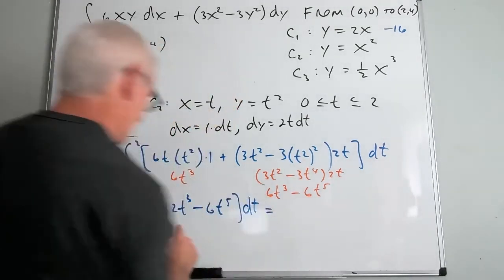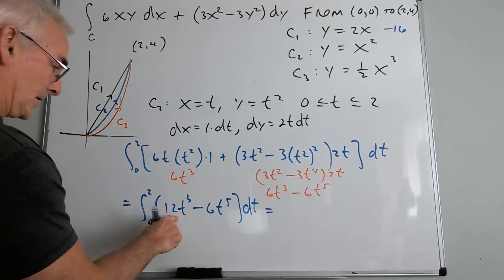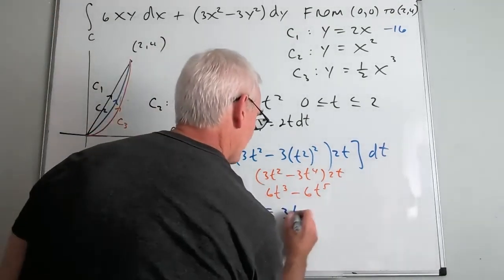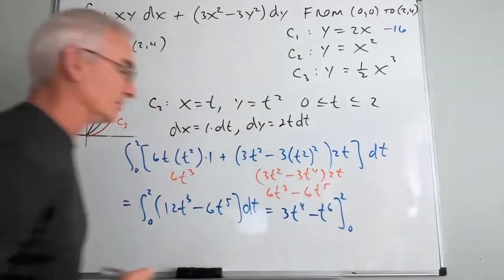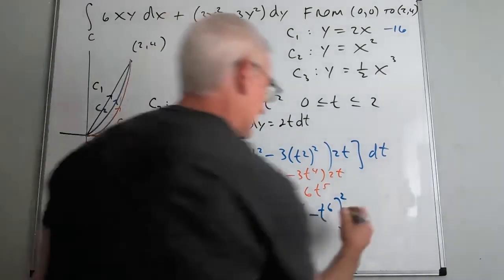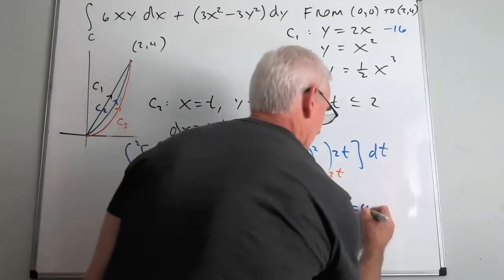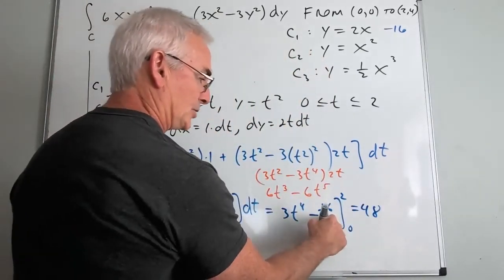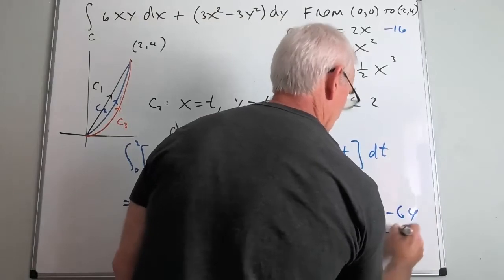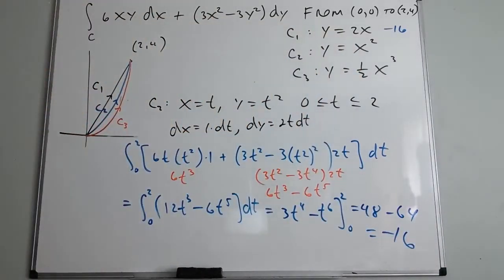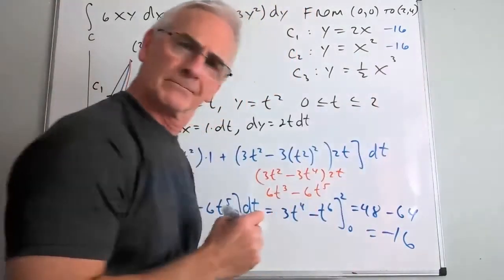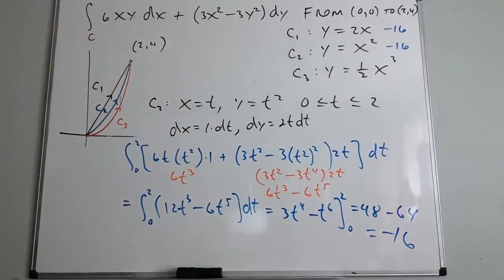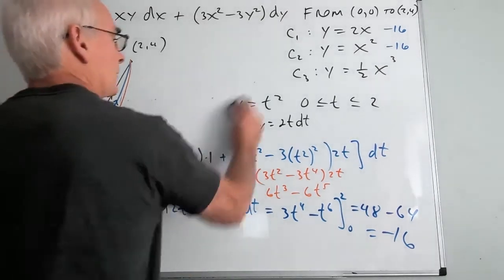All right, so let's go ahead and proceed from here. So it looks like when I integrate this, this is going to be 3t to the 4th minus t to the 6th evaluated from 0 to 2. So that gives us 16 times 3, so 48, minus 2 to the 6th, that'd be minus 64, or negative 16. Okay, cool. Huh, that's interesting. Go figure. Got the same answer. Wow. I wonder if that's important. Maybe, I don't know.